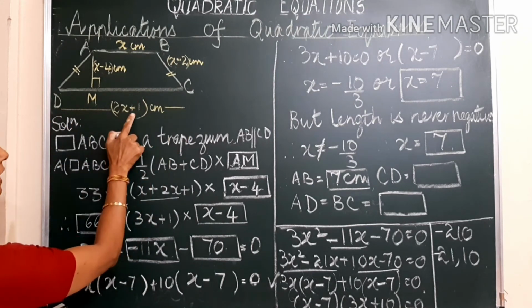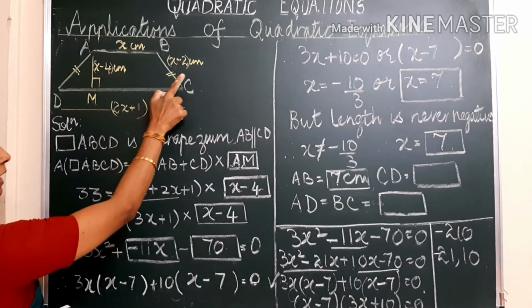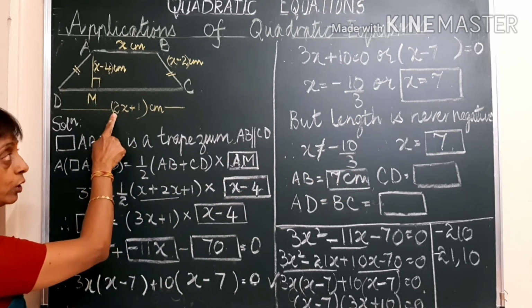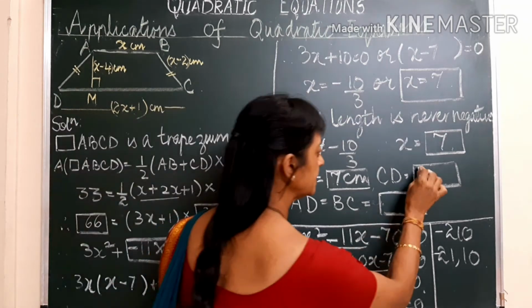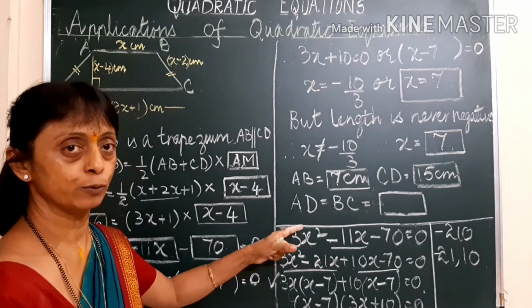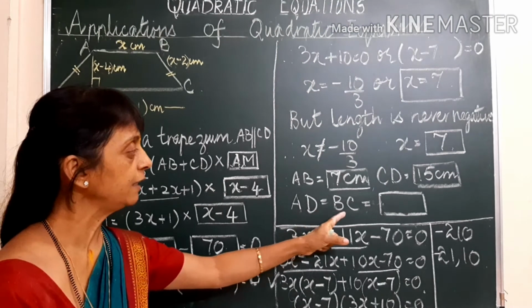Then how much is CD? CD is 2x plus 1. So x, we have got it as 7. So 7 into 2, that is 14. 14 plus 1, that is 15.